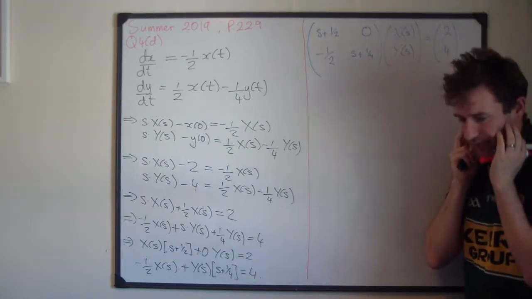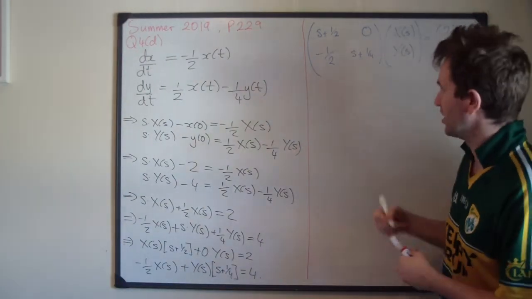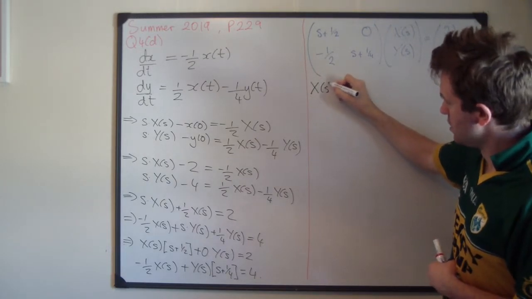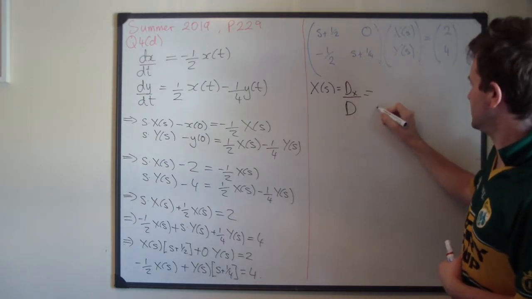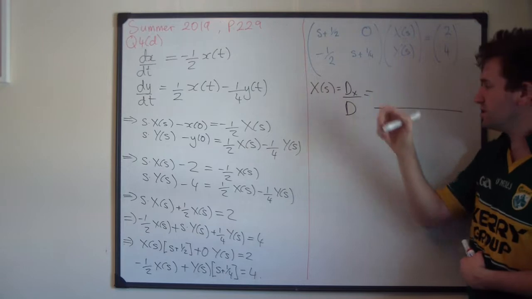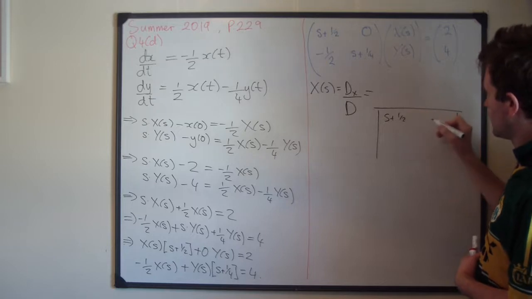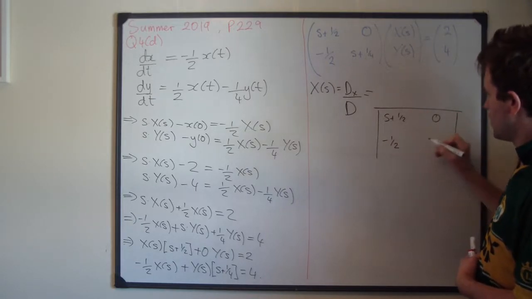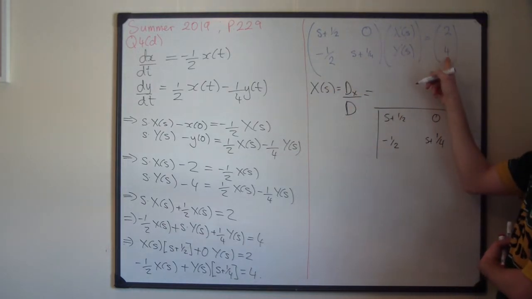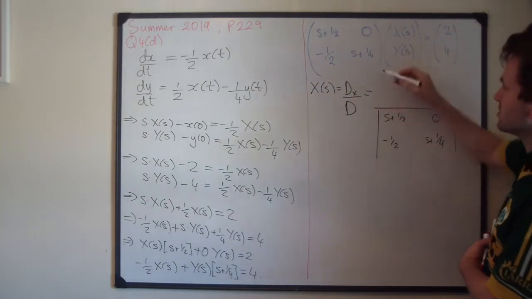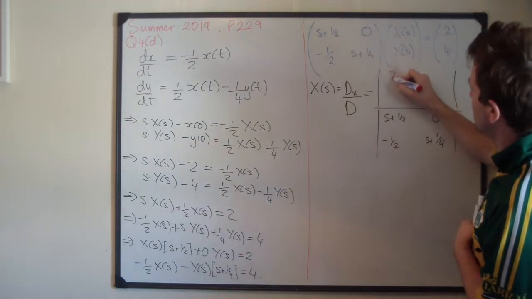So Cramer's rule, you would have done a bit of last semester with the curve fitting. Okay, so X of s equals Dx divided by D. D is a little bit easier because D is the determinant of this. And remember what Dx is, the same thing, but you substitute the constants in for the coefficients of x. So instead of these, you have 2 and 4.